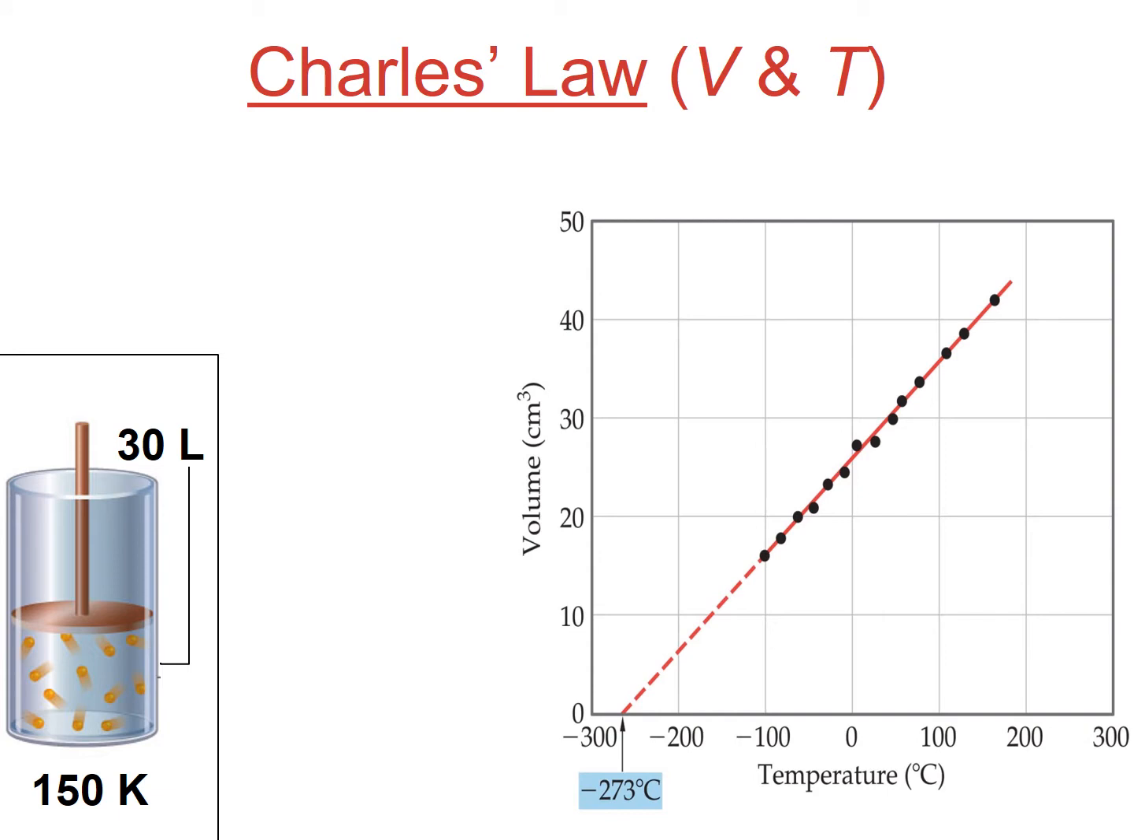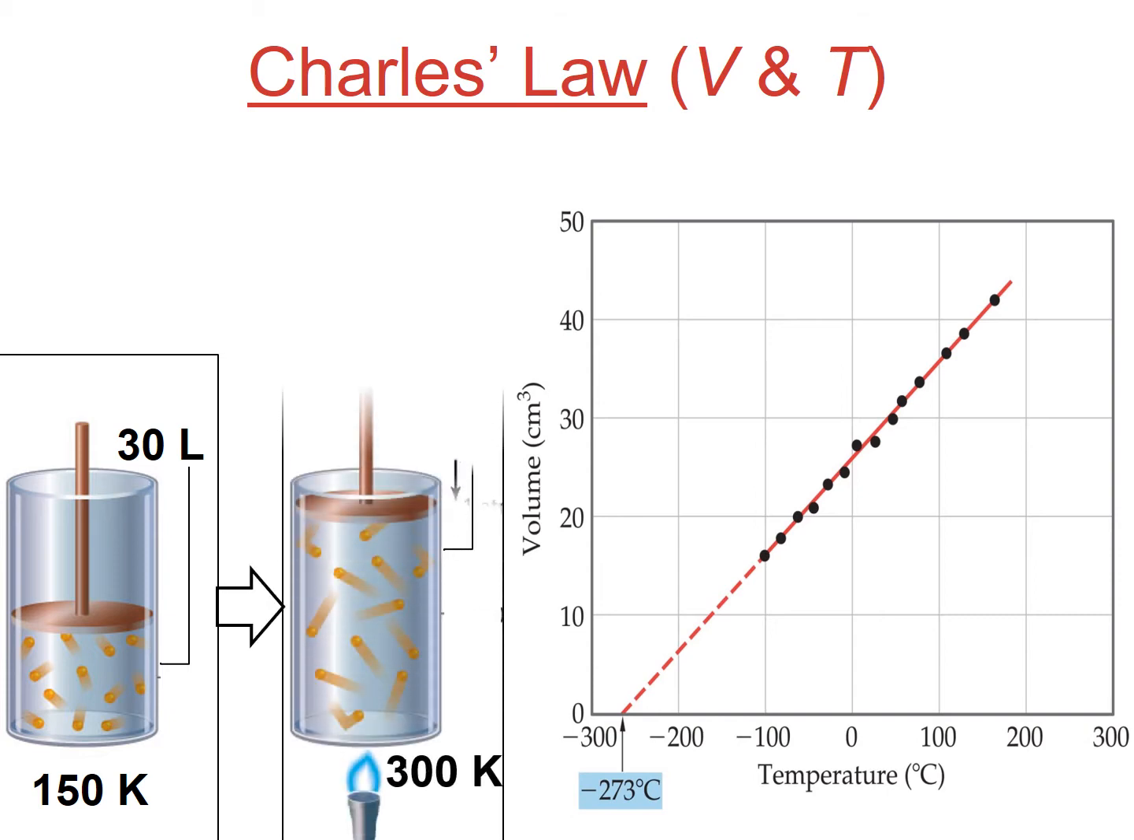But what about Charles' law? So P and V were inversely proportional. What about volume and temperature? The volume and the temperature, what do they do together?